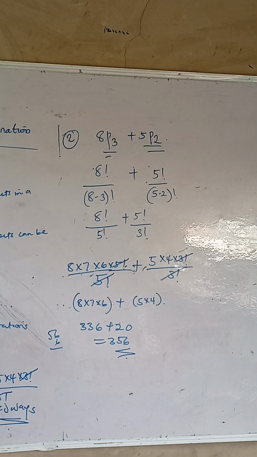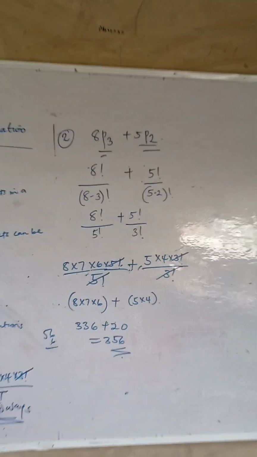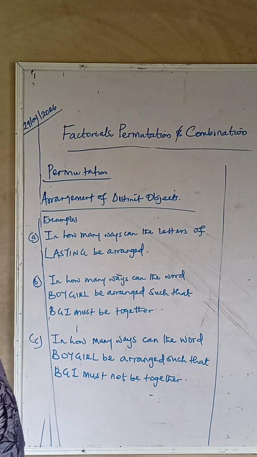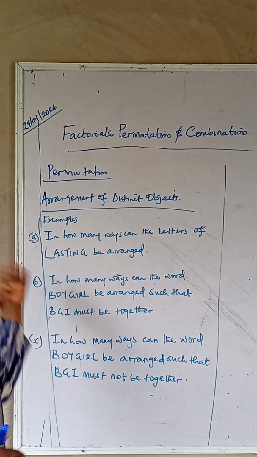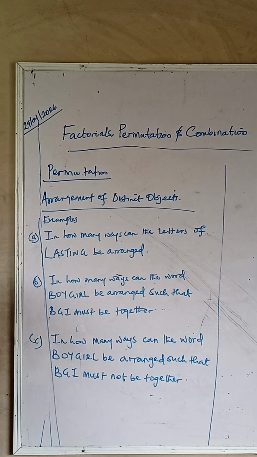So let's look at more practical examples on permutation. Now, let's look at arrangement of distinct objects. We are still under permutation, you know. So we have 3 examples here. Example 1: in how many ways can the letters of LAST THING be arranged?